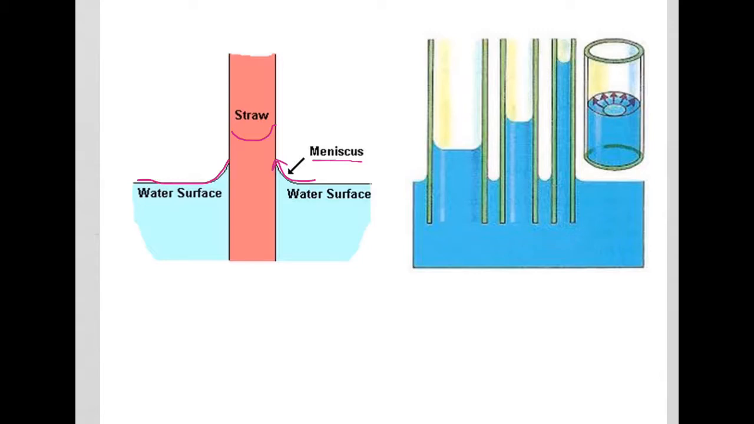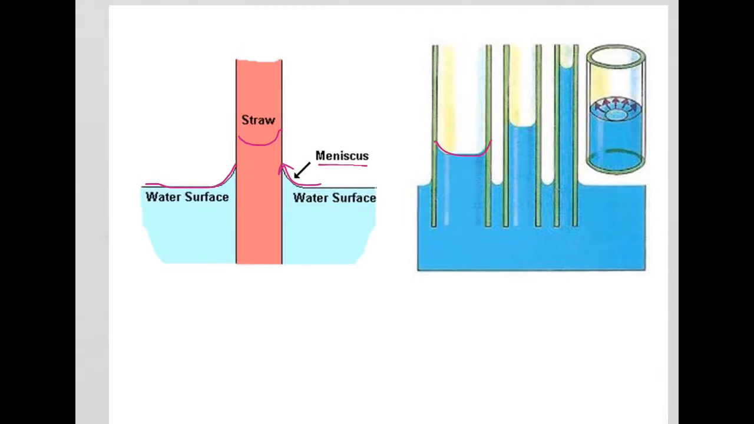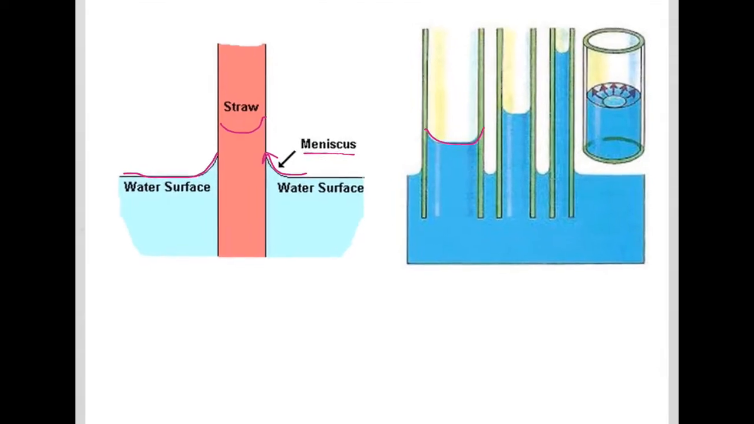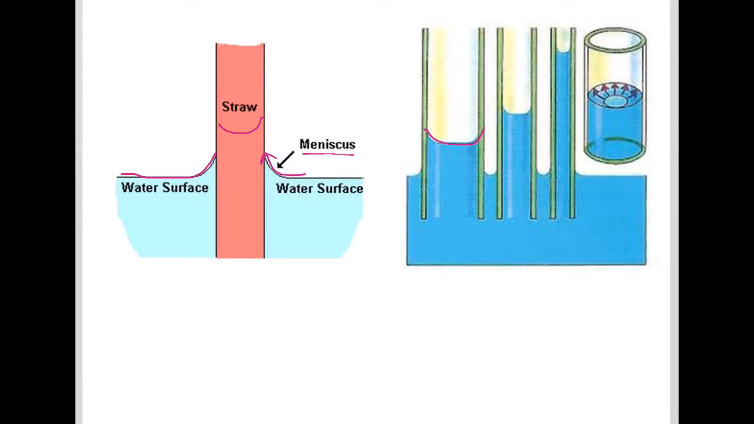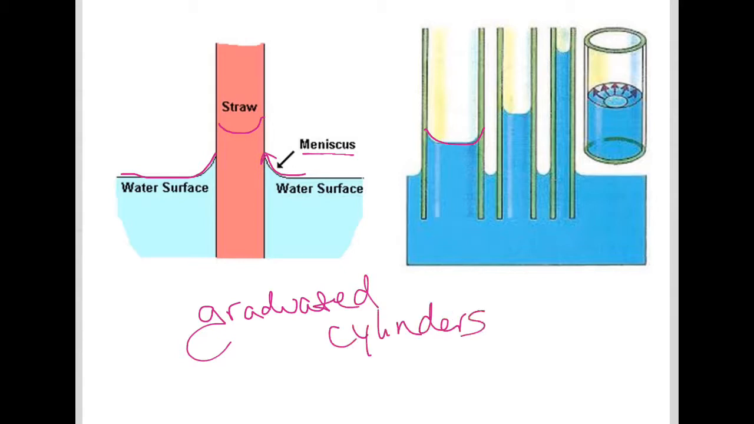And you see these in various sorts of tubes like this. When we measure liquids in graduated cylinders in class, you have to look at what the actual line is of the surface of the water and not where the meniscus makes it look like you're measuring.